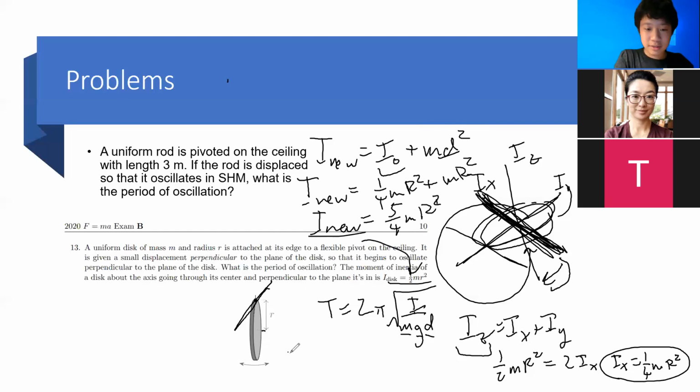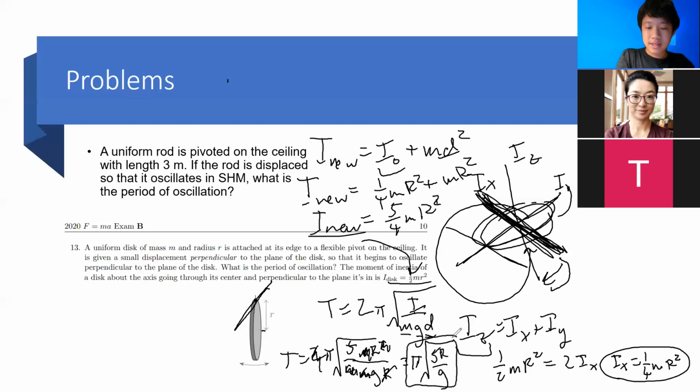Just plug it into the equation now. So T equals 2 pi, the square root of 5/4 mr squared over mg times r, because r is d. Cancel a little bit. The 4 will cancel with the 2 because the 4 is inside the square root. So we get pi square root 5r over g. And that's the answer. If you remember the equations from the rotational motion classes, and with this formula, that's all you really need for this problem. Any questions?